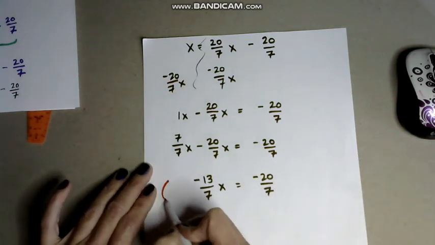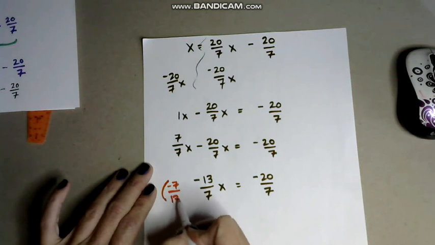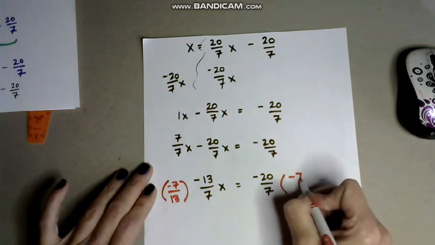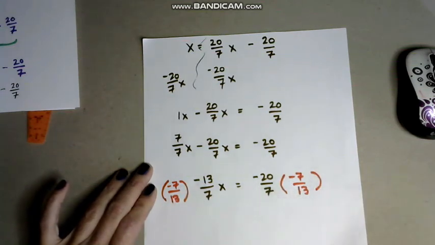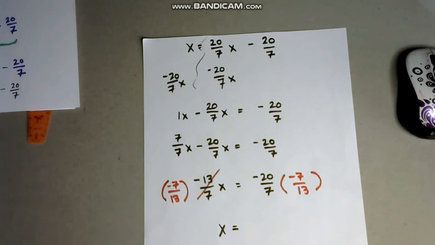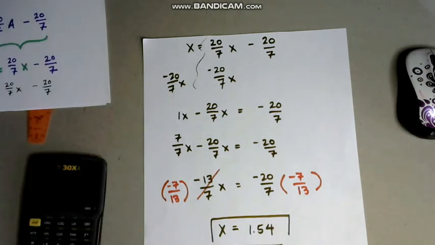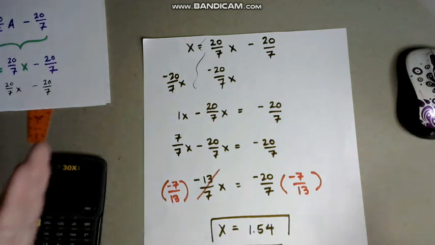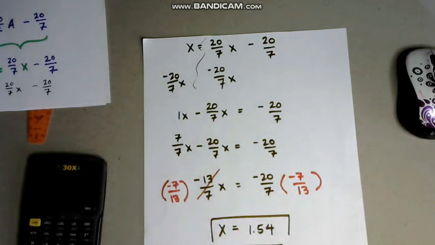I'm going to multiply by negative 7 over 13 to get x by itself. That cancels, and in the end, let me calculate. There you go. X would be 1.54. So you would have to score a 1.54 on the ACT. That would be 1.54%. That is the only point at which those two values actually mean the same thing. I hope that you can apply this to any question that you might have.